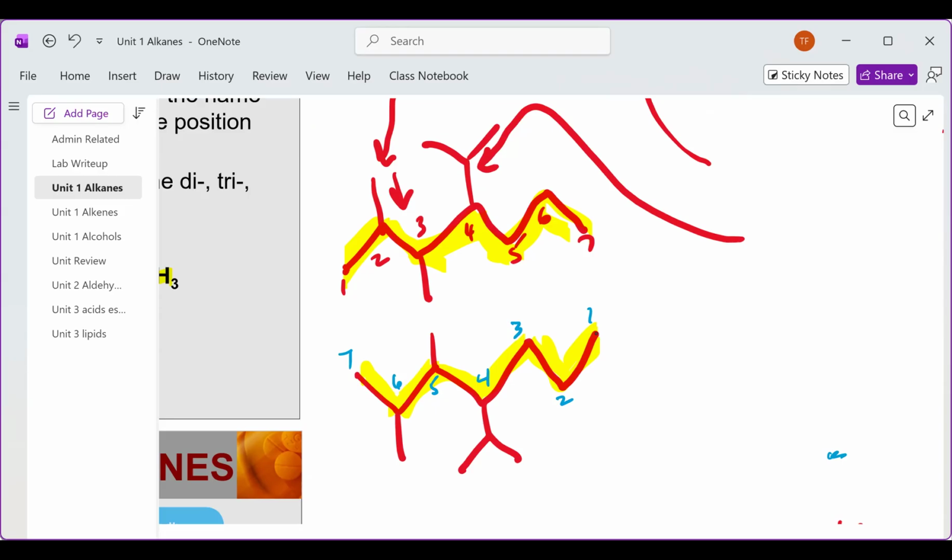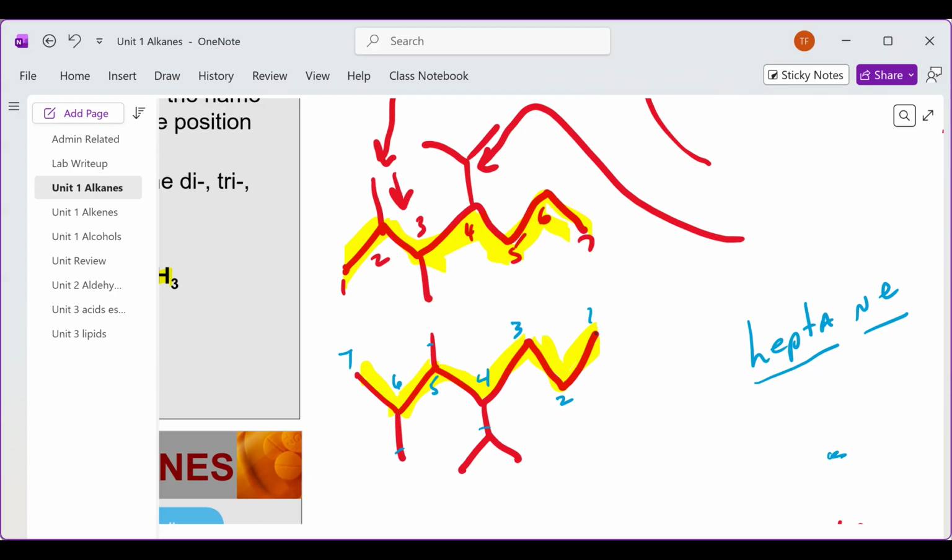Okay, so step one is highlight the backbone. That's 7 carbons long, so that is heptane. And it's heptane because it's an alkane. Okay, now we've got branches. We've got 3 branches. We've got one here, here, and here.